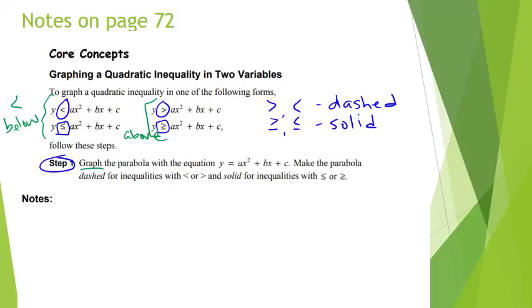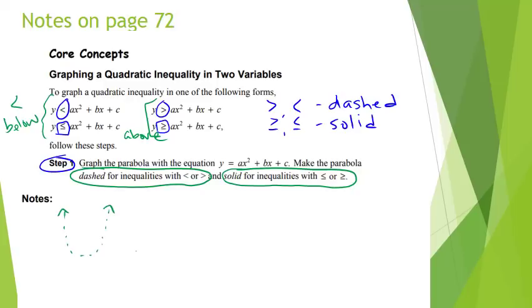So here are the notes that I kind of just gave you. The dashed line is for there. The solid line is when the equal to is on it. Okay, so we got a couple different ways that could look. This will be the dashed line, where we have less than or greater than, and then this would be your solid, where it would be less than or equal to and greater than or equal to.